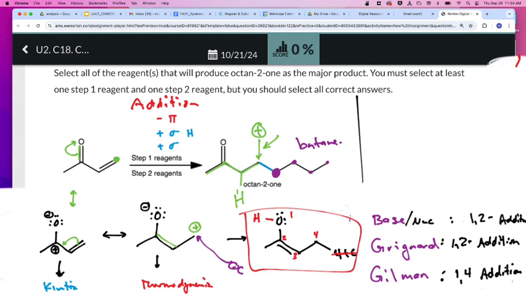Okay? But it is still technically a 1-4 addition. Those words will pop up. How much do you actually need to know those words? It comes down to how questions get asked. Like I said, I will try to always specify the words and then provide the chemical structures of those reagents to kind of minimize some of that word soup you need to memorize.